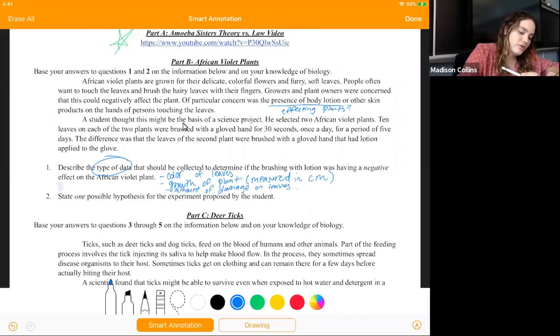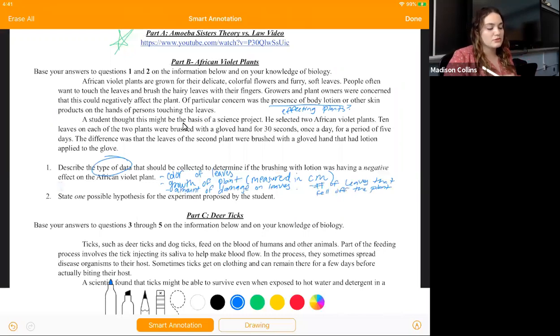Okay, or the number of leaves that fell off the plant. So those are a few examples. You could have said something different as well. Those are just a few examples to get you thinking about what type of data we should be collecting in this experiment.